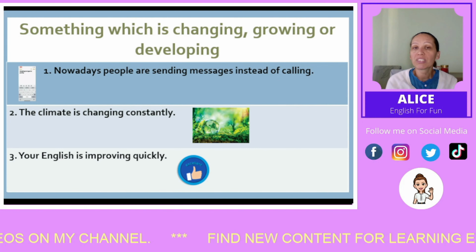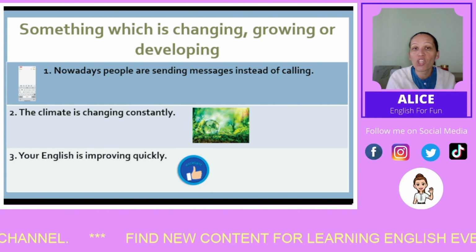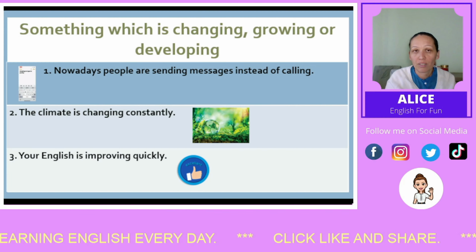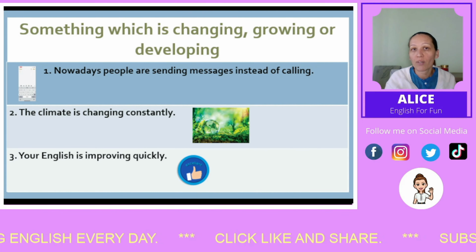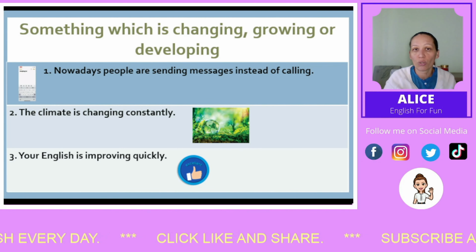Number 2, the climate is changing constantly. The sentence says is changing constantly and it never stops. So it was changing before, it's changing now, and it will change forever. So the climate is changing constantly.